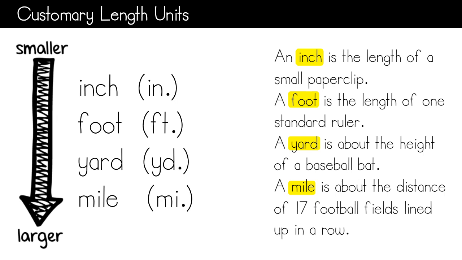Now when we talk about these customary length units, it's important to have an idea in your brain of how big an inch is. An inch is the length of a small paper clip. A foot is the length of one standard ruler. A yard is about the height of a baseball bat. And a mile is about the distance of 17 football fields lined up in a row.